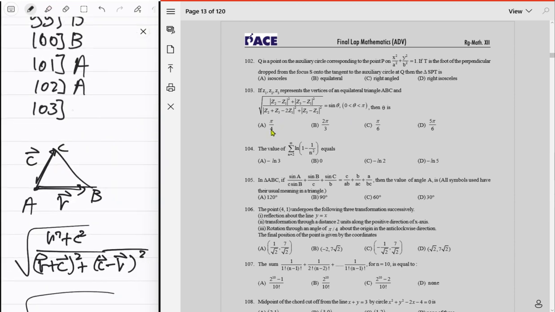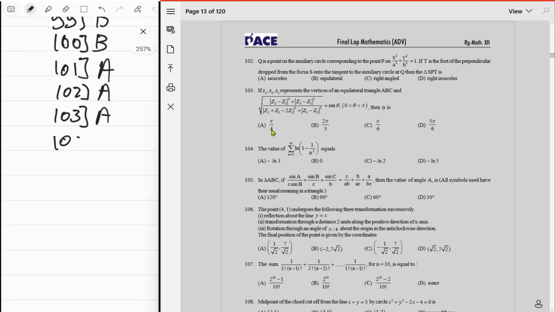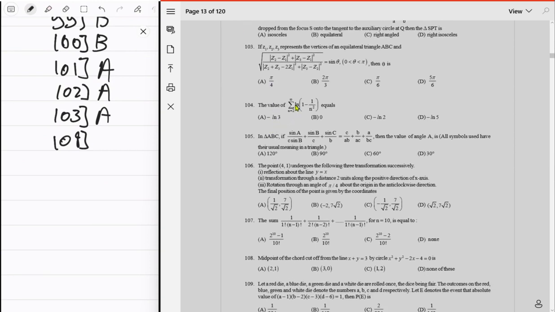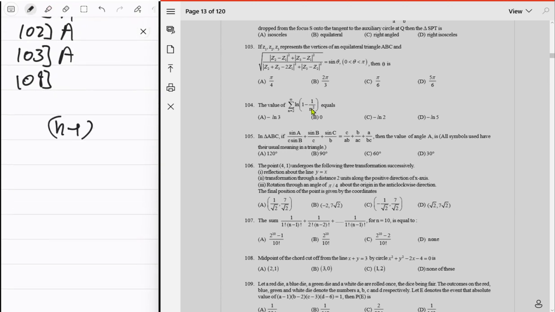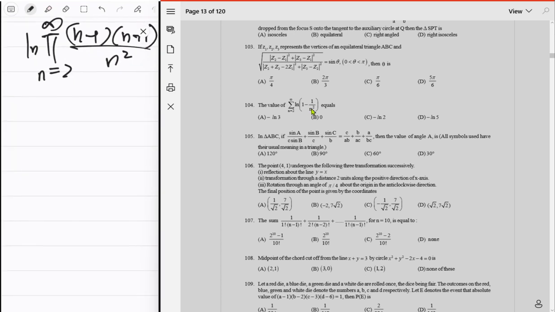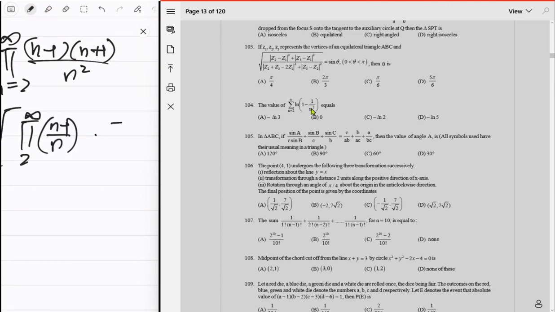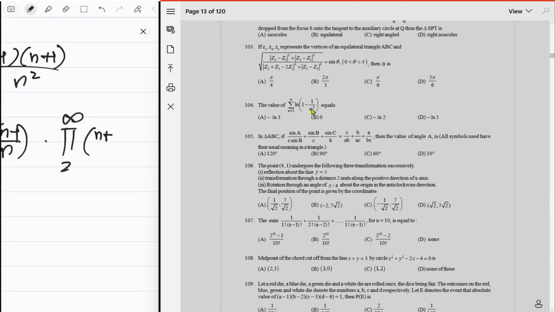Next question 104. 104: what is the value of the sum from 2 to infinity of natural log of 1 minus 1 upon n squared? Okay, it's like n minus 1 times n plus 1 upon n squared, but then with natural log, it's like natural log of the product from n equal to 2 to infinity of this thing, right? So it's like natural log of the product from 2 to infinity of n minus 1 upon n, times the product from 2 to infinity of n plus 1 upon n, right?